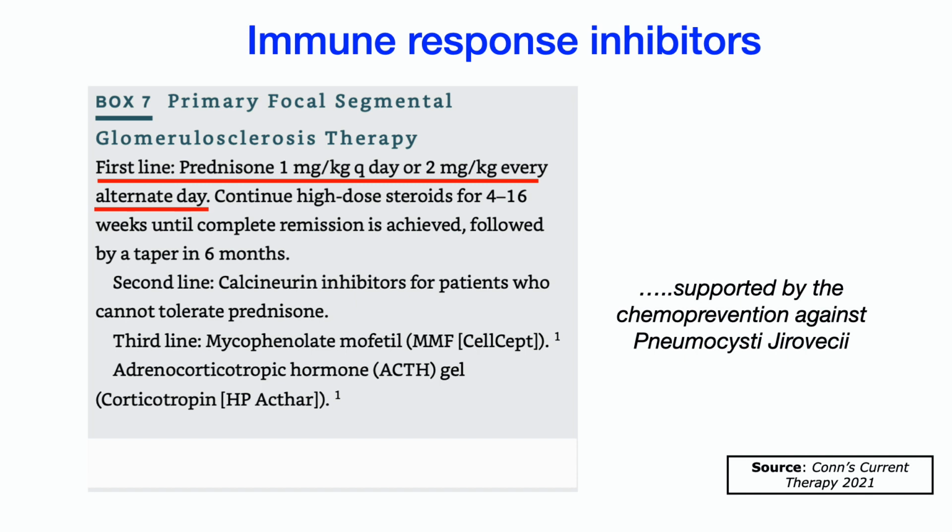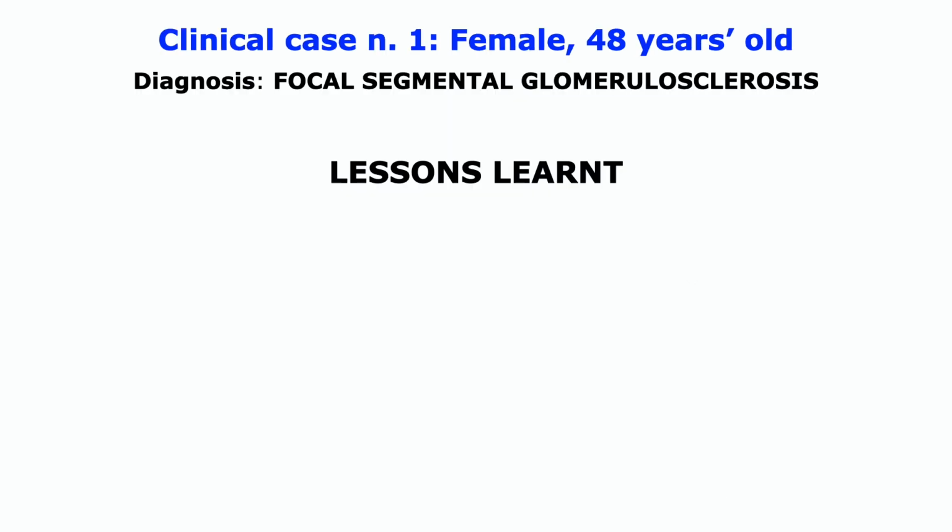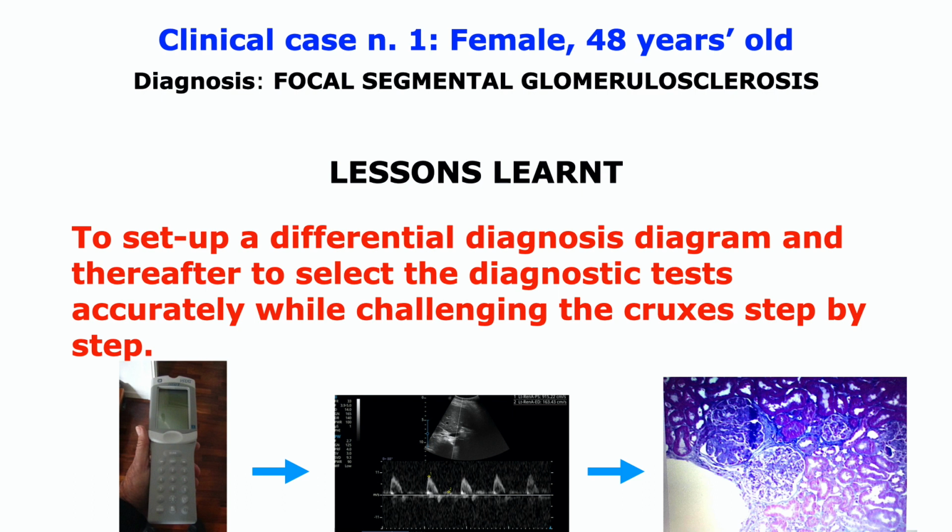In such a perspective, at first, the patient was vaccinated against COVID-19, common flu, Haemophilus influenzae, and meningococcus. To set up the differential diagnosis diagram and thereafter, to select the diagnostic test accurately while challenging the crux step by step.